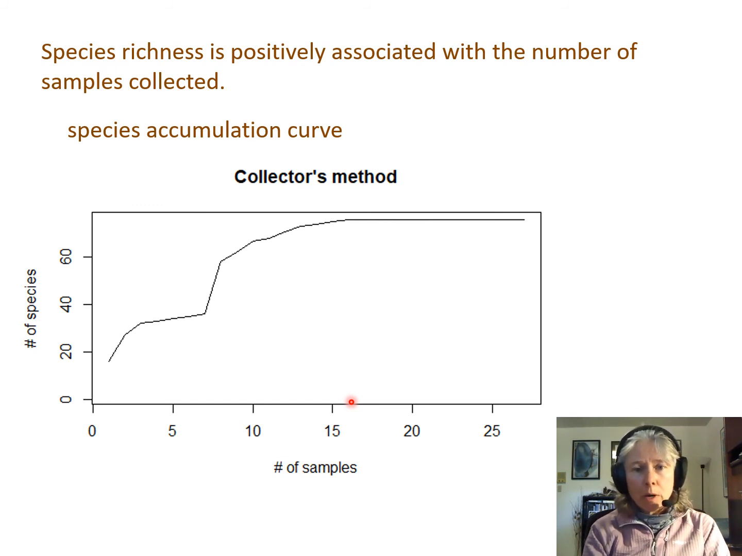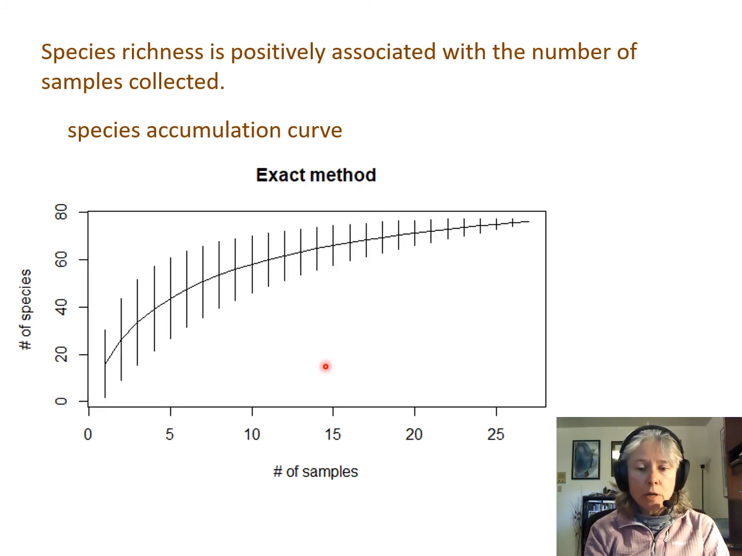Here's a different way of presenting a species accumulation curve on the same data, but this time this one uses error bars and it smooths out the curve. And this is called the exact method. And what you do is, again, you look for an asymptote in the error bars here, and you can see that they level off, once again, about 16 species, consistent with the previous curve, which is expected since they were based on the same data.